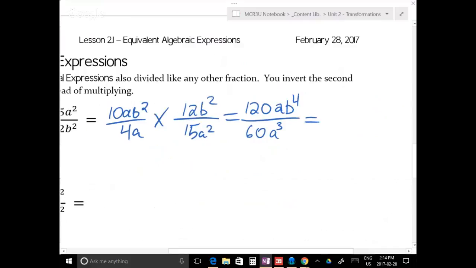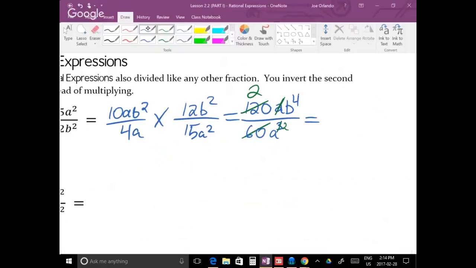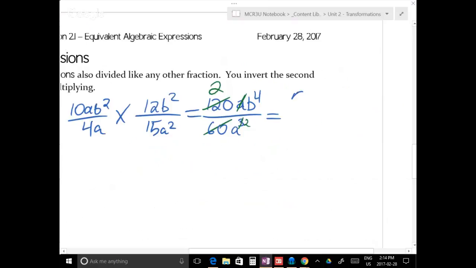So what's that leave us with on the top? And then what about the a's? The 1 a on the top goes to battle with the 3 a's on the bottom. What are we left with? We're left with 2 a's on the bottom. Nothing on top and 2 a's on the bottom. And then are there any b's to do battle in the denominator? No, so we just leave that alone, right? And our answer would be 2 times b to the exponent 4.